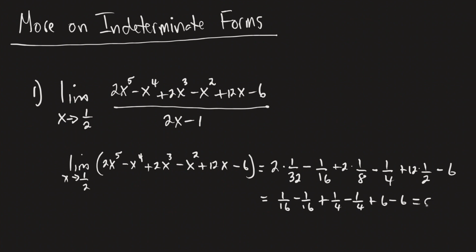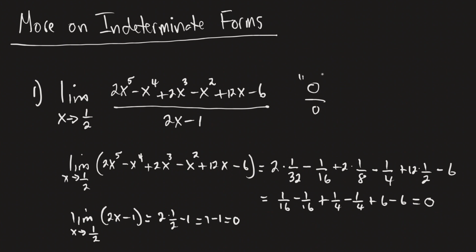So yes, in fact, the numerator approaches 0 as x approaches 1/2. What about the denominator? So the limit as x approaches 1/2 of the linear function 2x minus 1. So that's 2 times 1/2 minus 1. 1 minus 1, that's 0. Yes, so this is that form that we don't like, right?